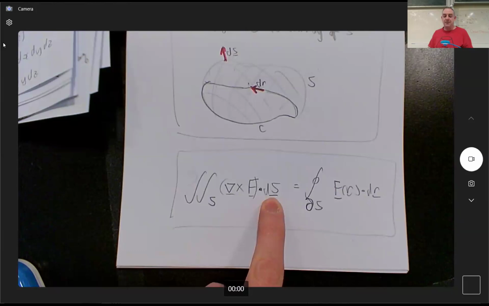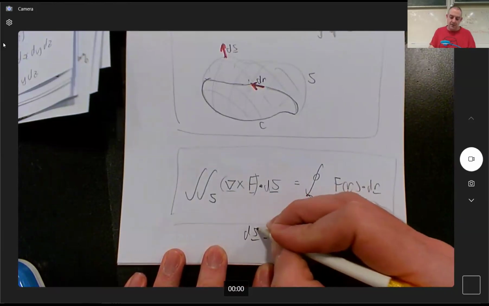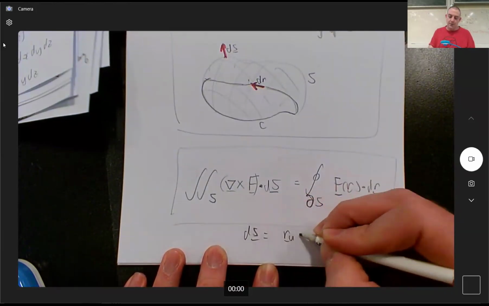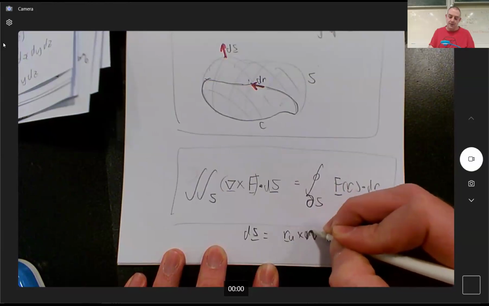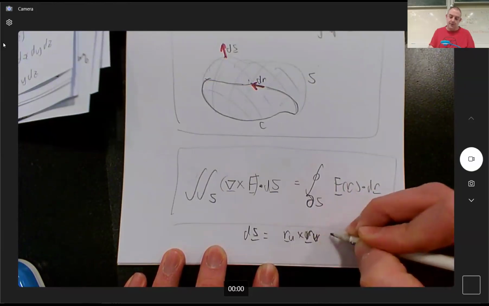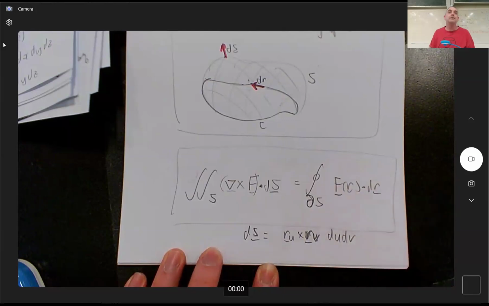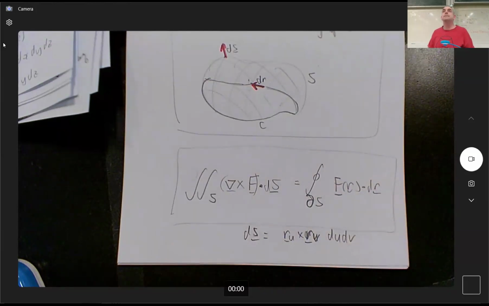Yeah, this DS is like the ru cross rv du dv, or the n hat du dv, depending on the flavor of the mum.